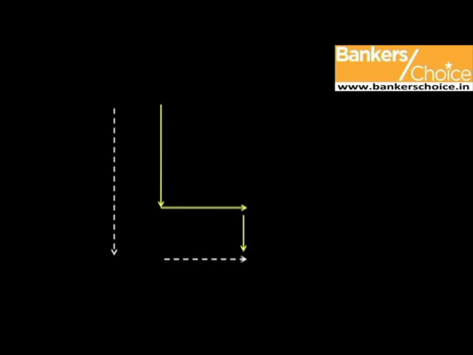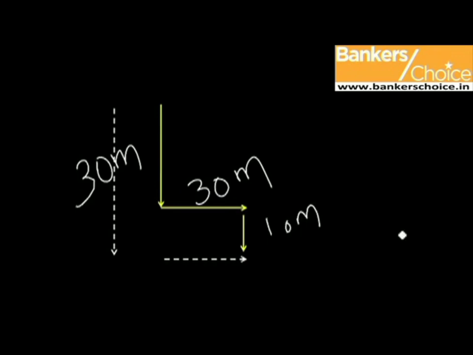As per the given question, Sam walked towards south by 30 meters. Then he took a left turn and walked for another 30 meters. Now he took a right turn and walked for 10 meters. So if you see downwards, he walked total 40 meters. So this forms a right angle triangle with one side 40 and the other side 30.